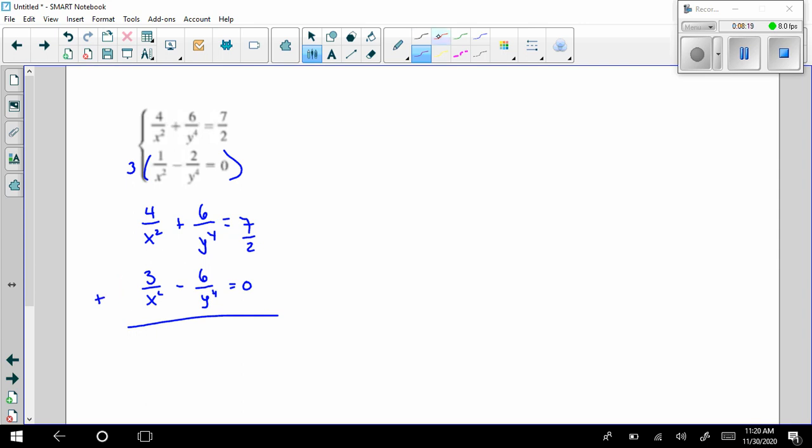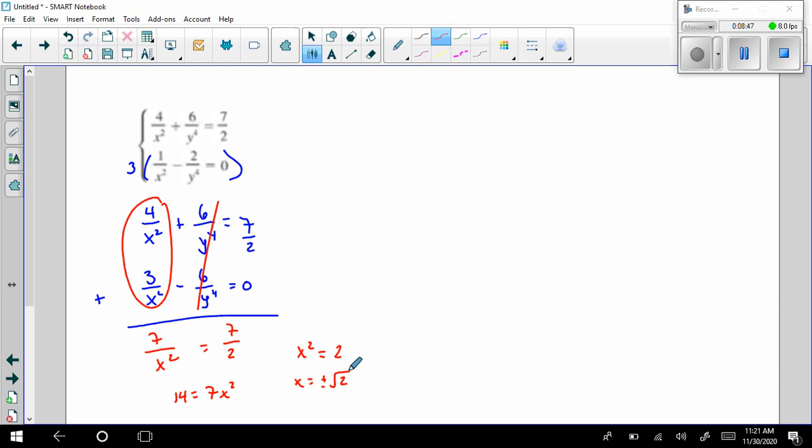I'm going to add those down. And so because these already have like denominators, you just add the numerators. These cancel out. And I get 7 over 2. So you can cross multiply. You would get something like this. But if you just notice that the tops are the same, that means the bottoms are the same. And either way, we end up with x squared equals 2. So x equals plus or minus the square root of 2. This is still a real number.